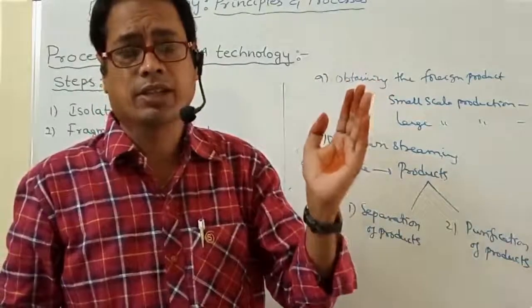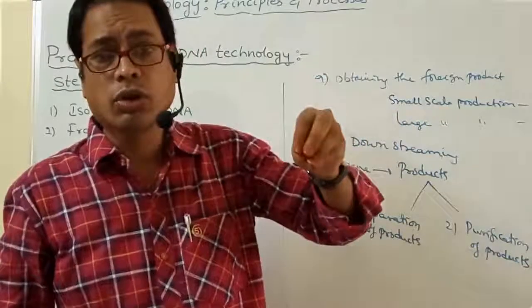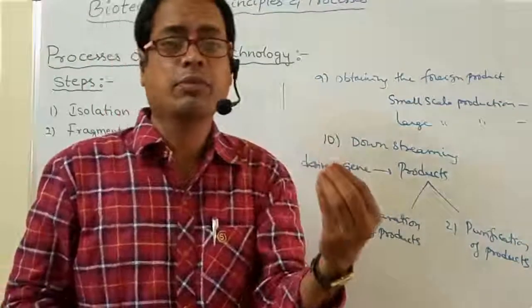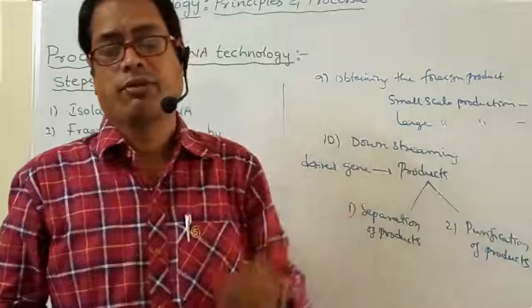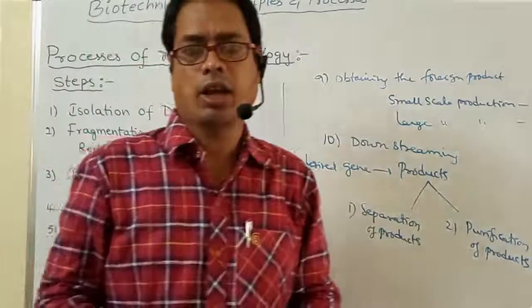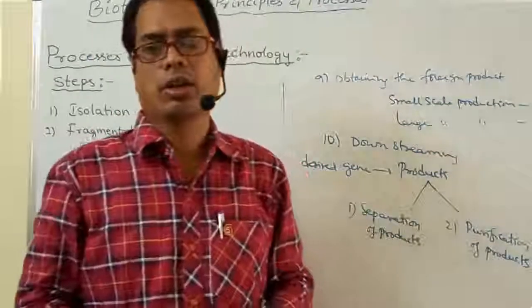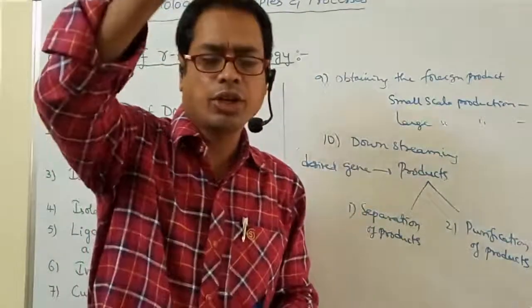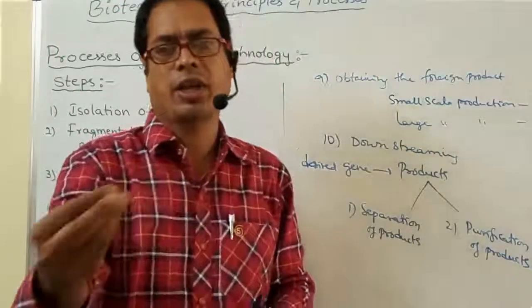The DNA fragment is ligated to the plasmid by a process called ligation using the enzyme DNA ligase. Which structure is formed? rDNA, also called chimeric DNA. Full name, recombinant DNA. Okay, this rDNA is introduced into the host cell by different methods.